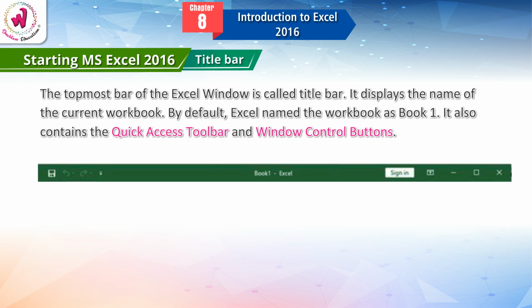Title bar. The topmost bar of the Excel window is called Title bar. It displays the name of the current workbook. By default, Excel named the workbook as Book 1. It also contains the Quick Access toolbar and window control buttons.